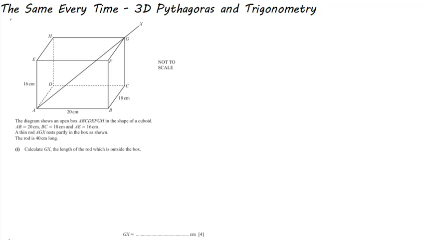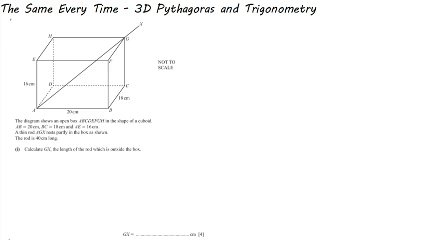Welcome to another video, the same every time, GCSE Maths, looking at the kind of questions that apart from the numbers are the same every time. And we are looking at three-dimensional Pythagoras and three-dimensional trigonometry here, which you might think of as being a high-end subject. If you're one of these people who doesn't see themselves as a natural mathematician, this might be the kind of question that will put you off a little bit, but it doesn't need to.